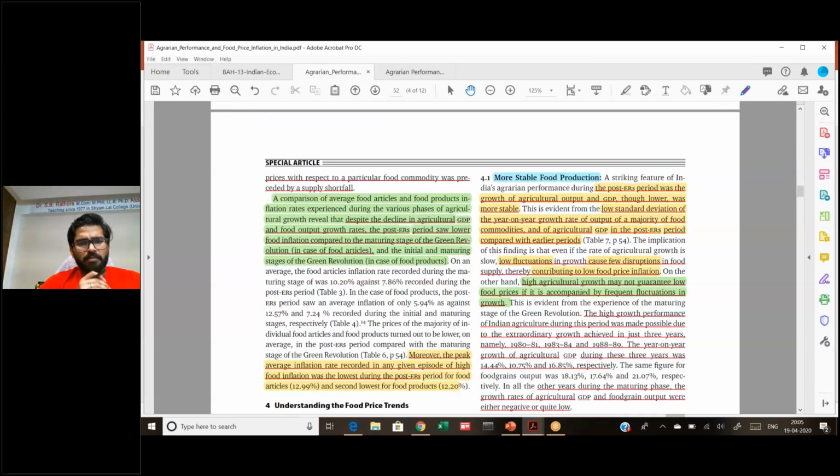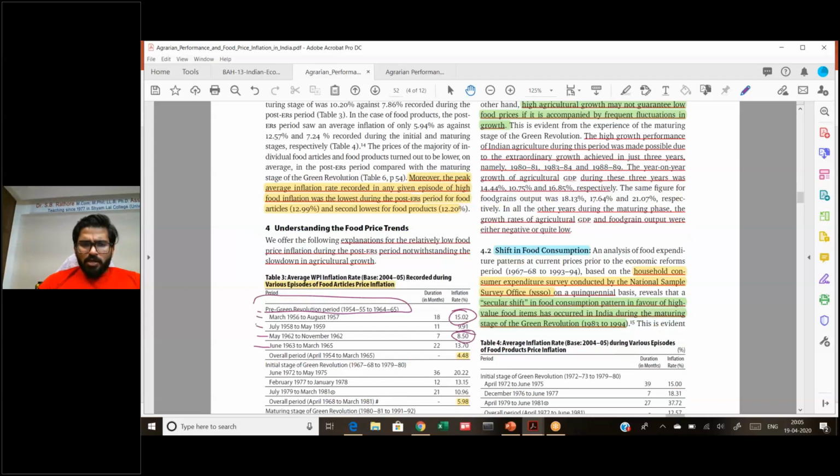We have already argued that despite the decline in agricultural GDP and the food output, the post economic reforms period saw a lower food inflation as compared to the initial two phases. In the next part of the reading, which is perhaps the most important, we argue what are the reasons for a lower food inflation in the post-economic reforms era as compared to the previous two eras.